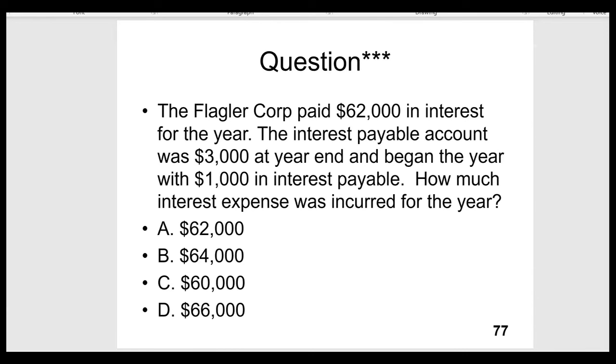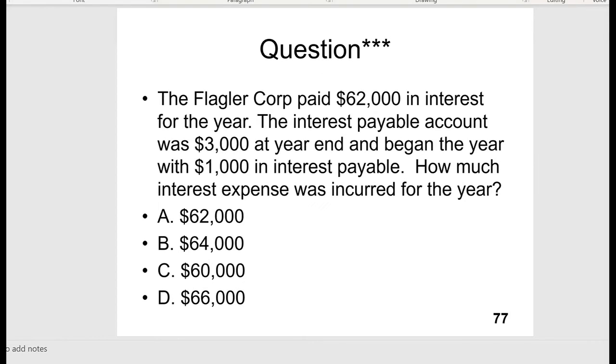All right, let's try this question. The Flagler Corp paid $62,000 in interest for the year, so that's cash basis interest. The interest payable account was $3,000 at year end and began the year with $1,000 in interest payable. So what do they want you to know? How much interest expense was incurred for the year? So you paid $62,000. How much is incurred? So the cash basis interest, $62,000. How much is accrual basis interest expense?